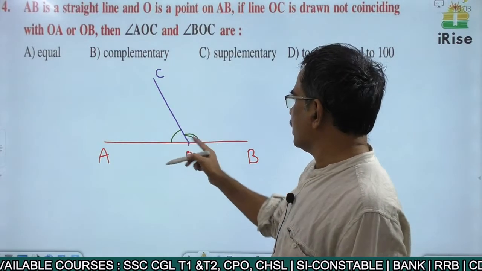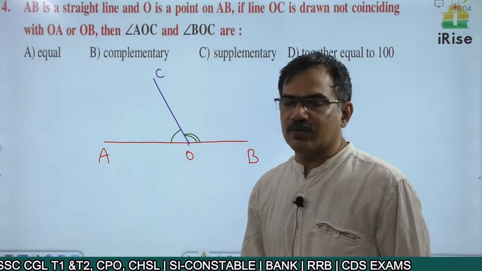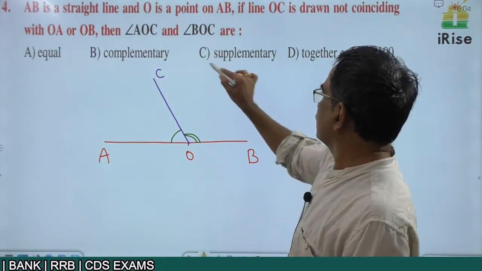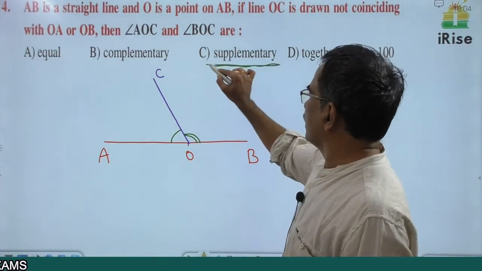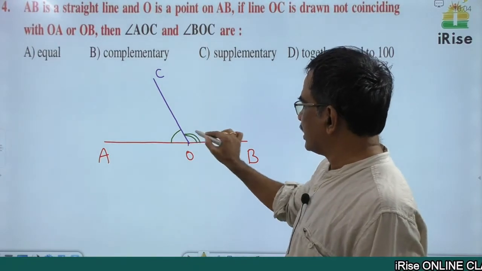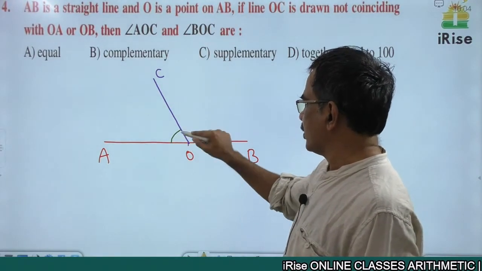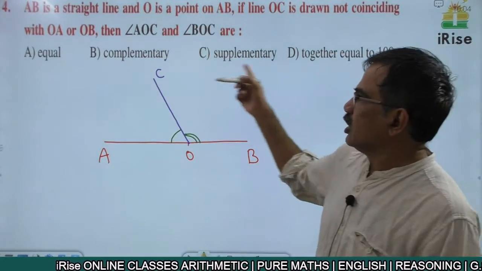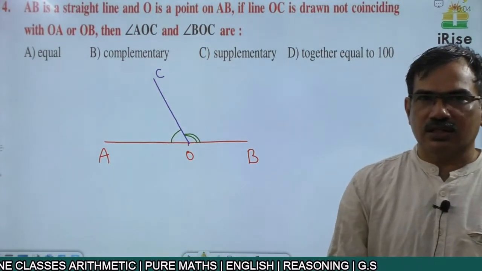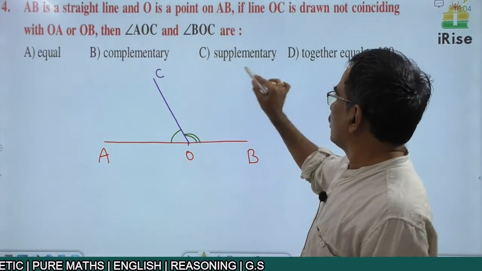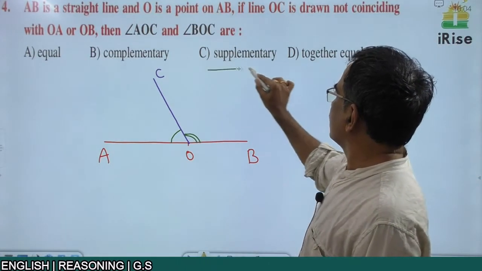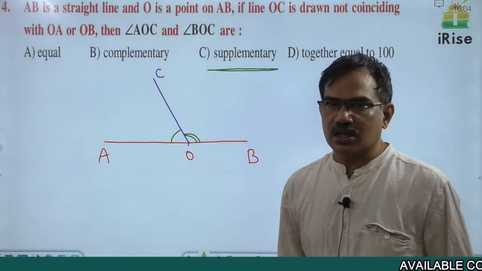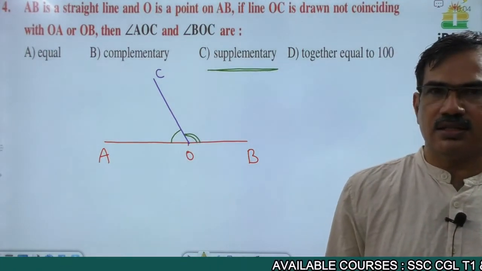Here they form a straight line. The sum of these two is 180. If the sum of two angles is equal to 180, then they are supplementary angles. These two are adjacent angles which are supplementary, therefore they are called a linear pair of angles. But linear pair of angles is not in the options, so I will use supplementary. So the answer is supplementary angles. AOC and BOC are supplementary angles.